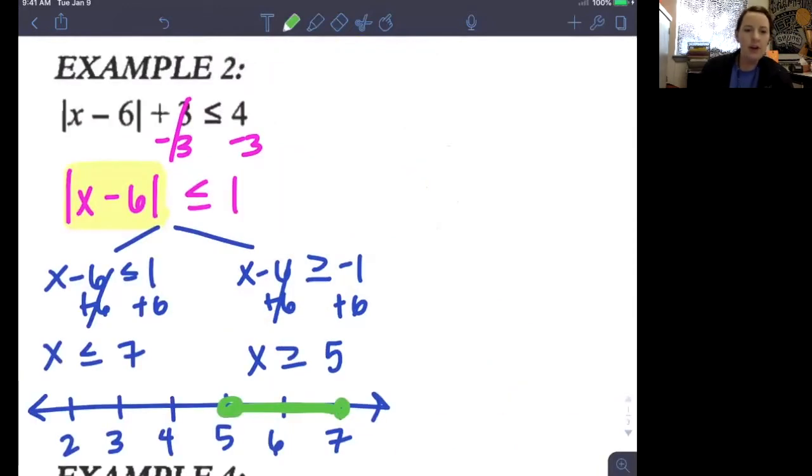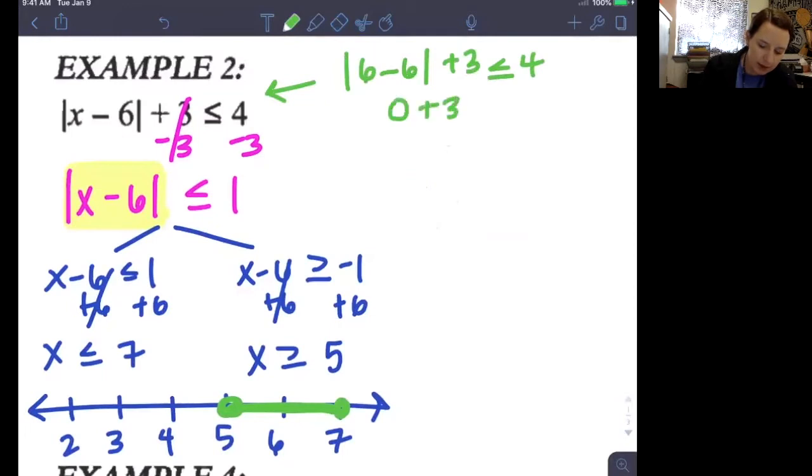All right, now that we have it graphed, let's go ahead and plug in a value to check our work. So I'm going to plug in a 6. Remember, we plug into the original equation. So I have absolute value of 6 minus 6 plus 3 is less than or equal to 4. So absolute value of 6 minus 6 is going to be 0. And 0 plus 3 is 3. So 3 is definitely less than or equal to 4.